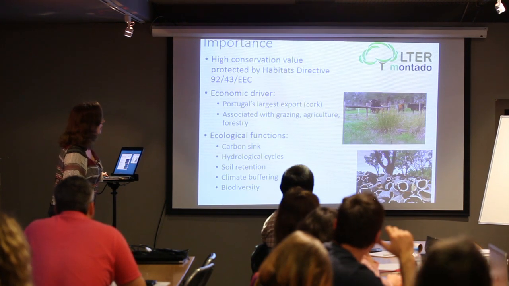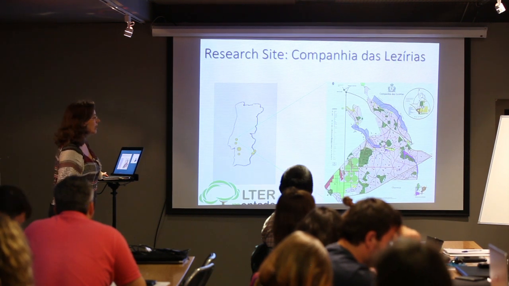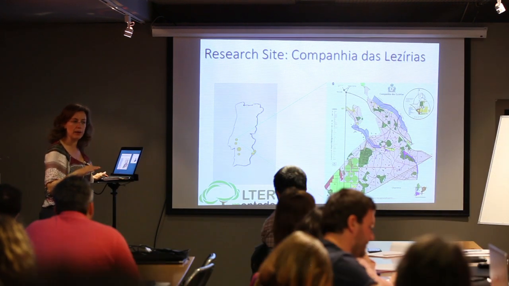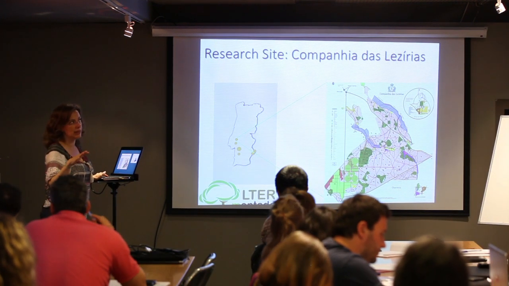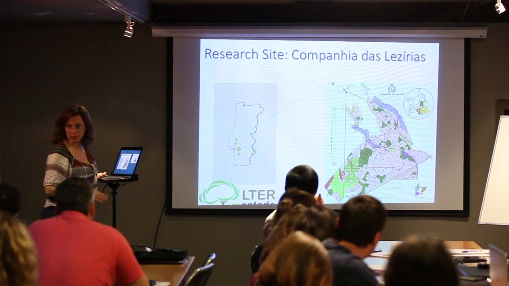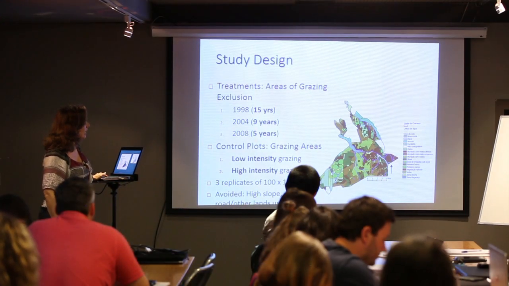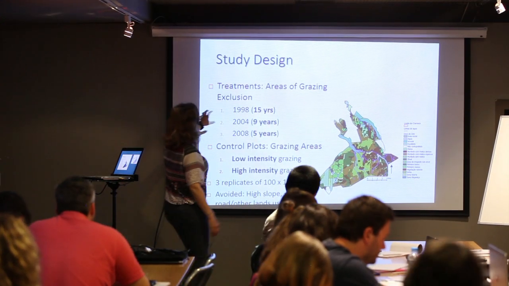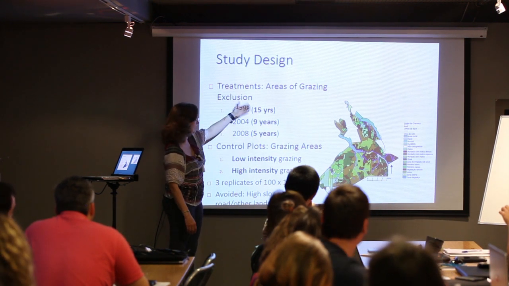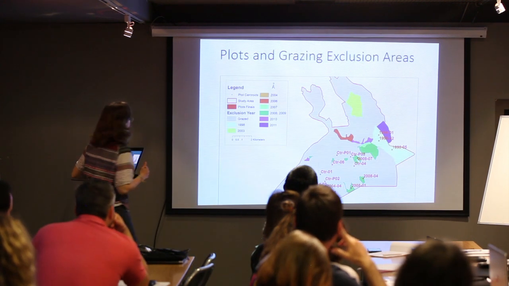Just very quickly, we have been using LiDAR in a different area, in exclusion plots. Montado implies having some cattle grazing, normally cows at the moment. Before there were pigs, but now cows. So we had the treatments: 5 years of exclusion, 9 years of exclusion, 15 years of exclusion, and control plots, okay?